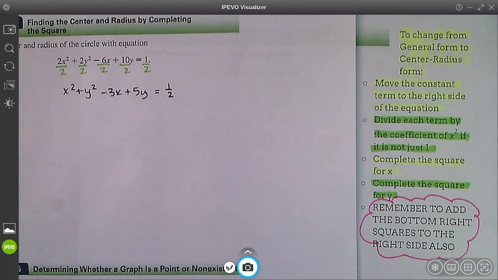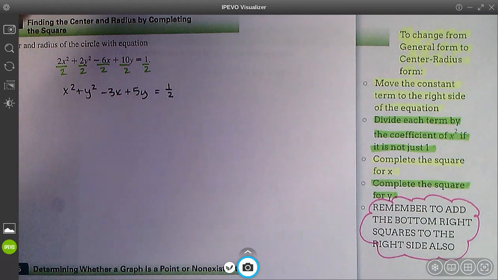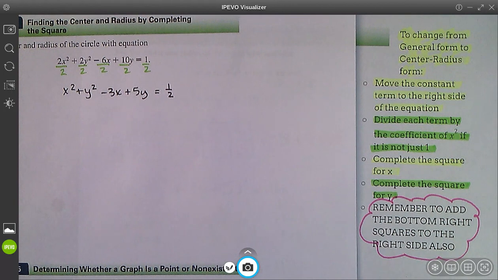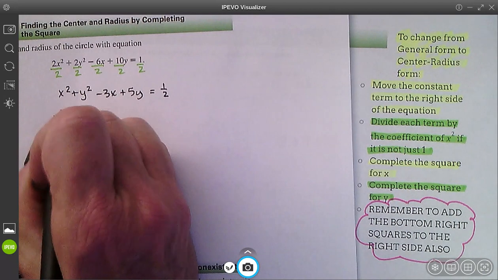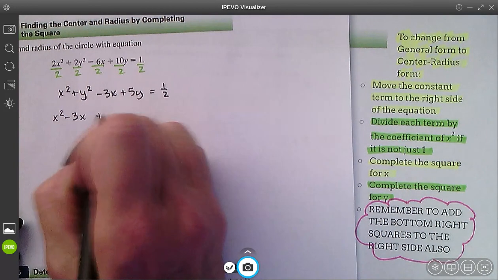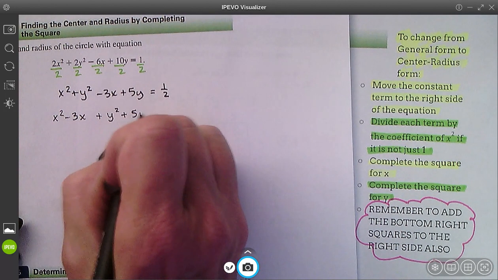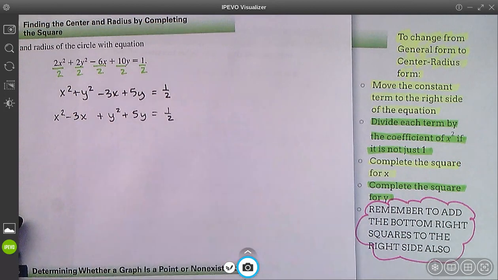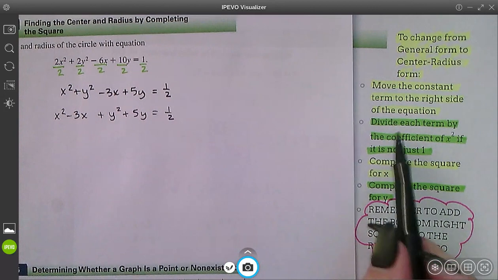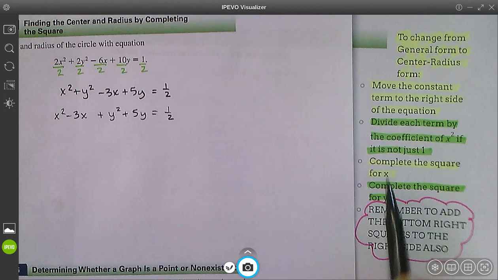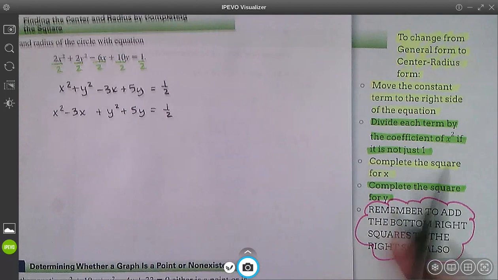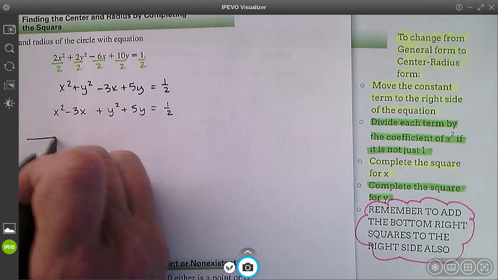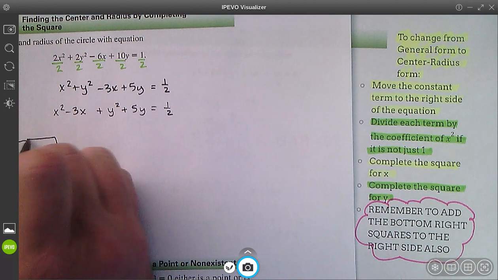Okay, I might have wanted to write that in a slightly different order so that all my x's were together and all my y's were together. So if you feel like doing that, you could do x squared minus 3x plus y squared plus 5y equals 1/2. But now I've got to complete the square for x, complete the square for y. So we'll go ahead and make the boxes.